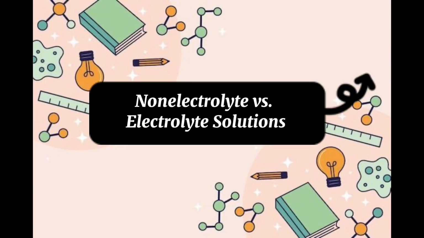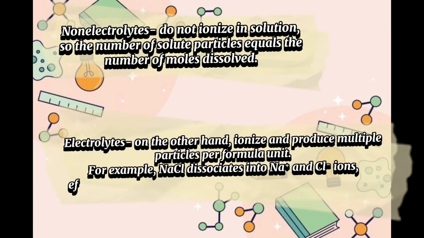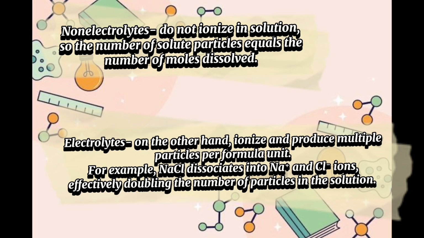Non-electrolyte versus electrolyte solutions. Now let's differentiate the colligative properties of non-electrolyte and electrolyte solutions. Non-electrolytes do not ionize in solution, so the number of solute particles equals the number of moles dissolved. Electrolytes, on the other hand, ionize and produce multiple particles per formula unit. For example, sodium chloride dissociates into sodium cations and chloride ions, effectively doubling the number of particles in a solution.